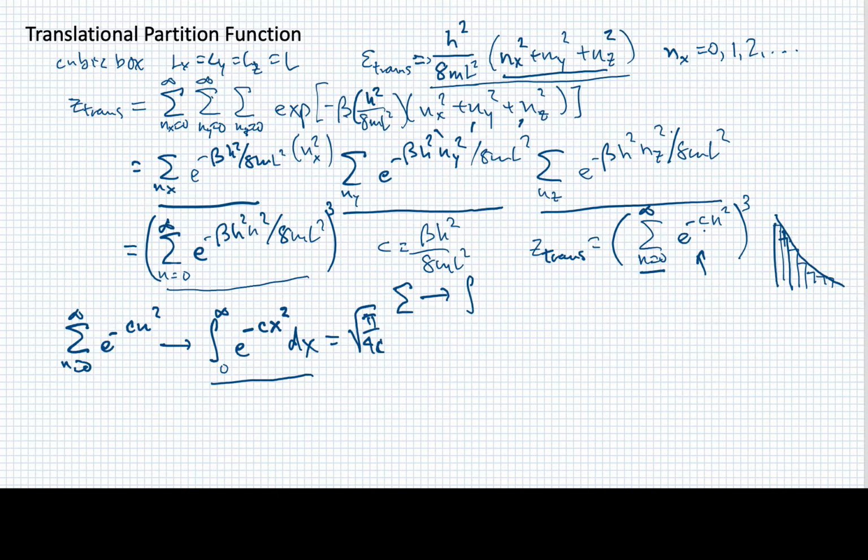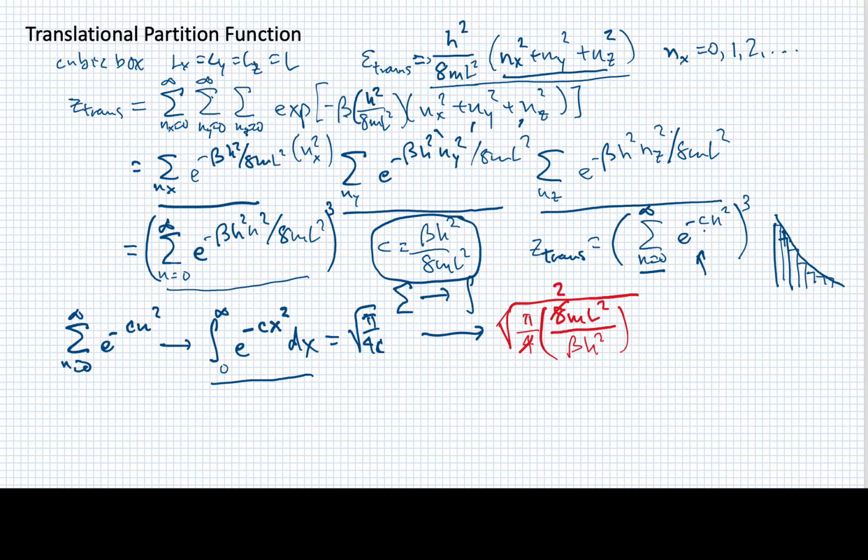So now if I substitute in my value for c, I can get a more explicit expression. I can find that this integral is going to give me something on the order of this. So I've got pi, I've got 4 in the bottom, and now I'm going to do the reciprocal of c, so I'm going to have 8ml squared in the numerator over beta h squared in the denominator. Okay, you notice the 8 and the 4 are going to cancel to give me a 2.